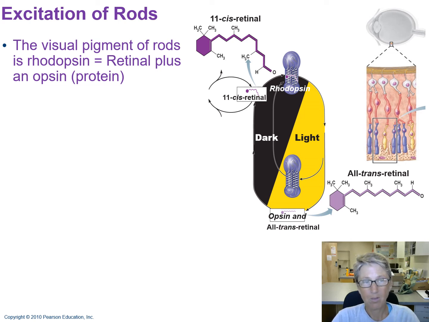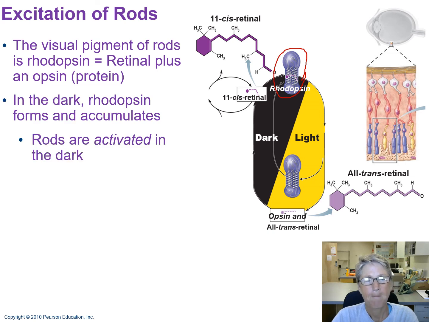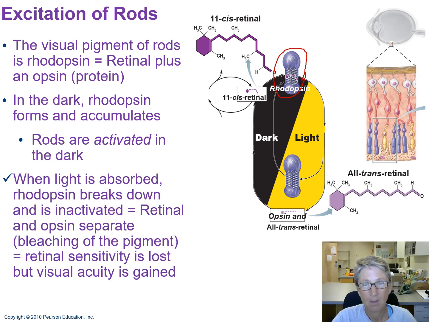So, like I said, the visual pigment of rods is rhodopsin, and the visual pigment of cones is photopsin. The biochemistry that I just talked about works pretty much the same way with cones, so we're just going to talk about rods. In the dark, rhodopsin forms cis retinal or bent retinal and accumulates, and then the rods get activated in the dark. Remember, you use rods to see in the dark or dim light, and use cones to see in bright light.